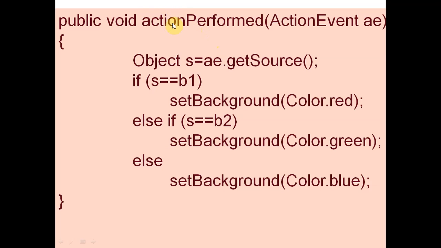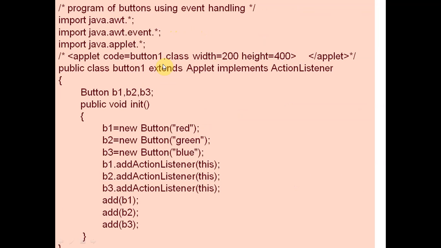So different mouse related functions we'll write here. In the case of the action listener, we'll use public void. It's the single function, public void actionPerformed, and this is an applet program. That's why we have written here applet code button1.class and its width and height. So this Button1 example will be compiled and converted into a class file.